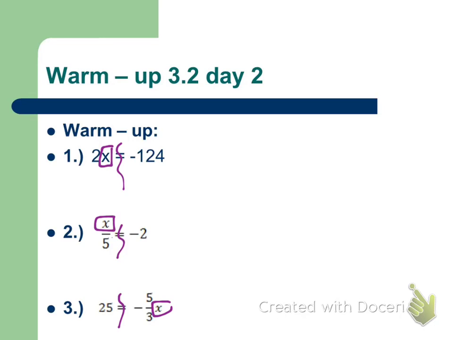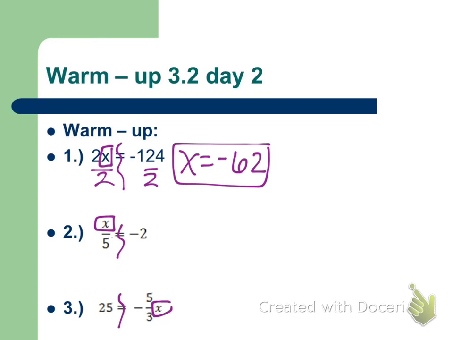Alright, on our warm-ups, the first one. Carl, what would you do to solve for x? Divide by 2. And we get x equals negative 62. Alright. Deja, what would we do on number 2? Multiply by 5. What do we get for x? Negative 10. Very good.